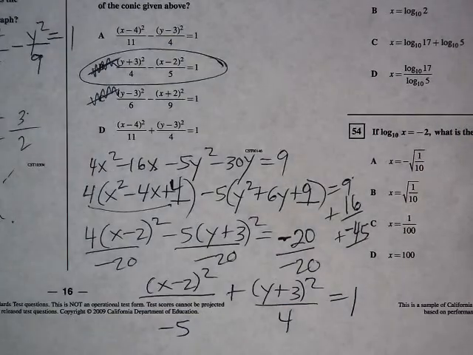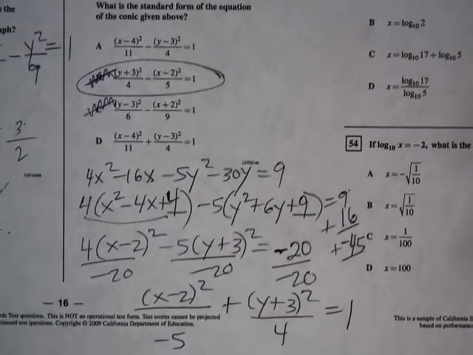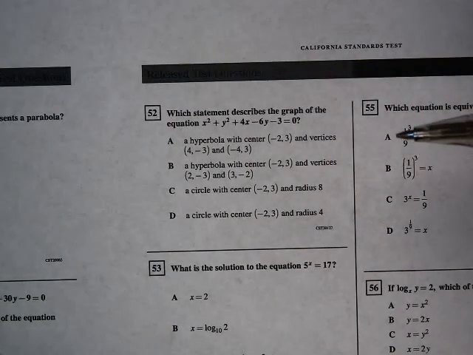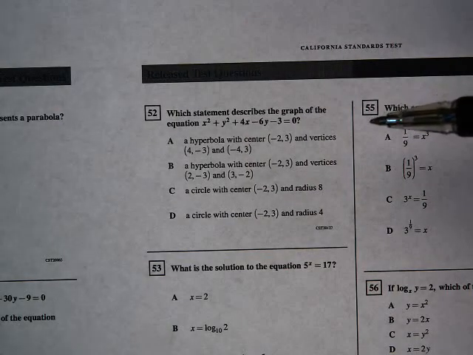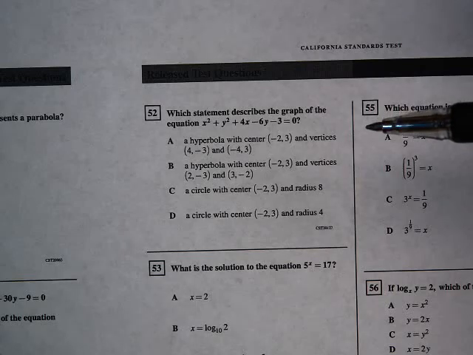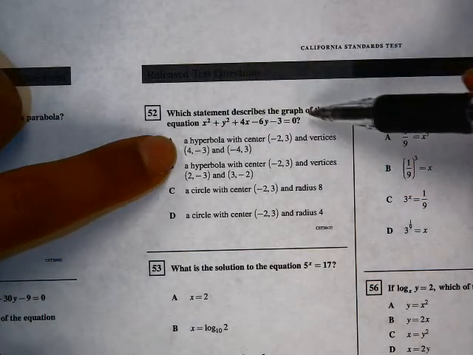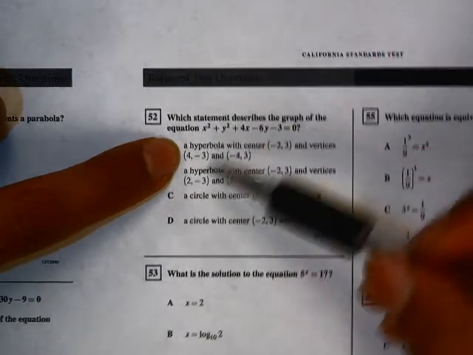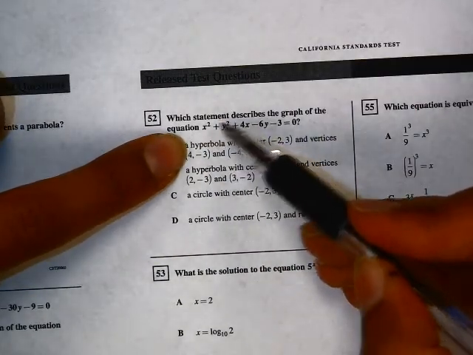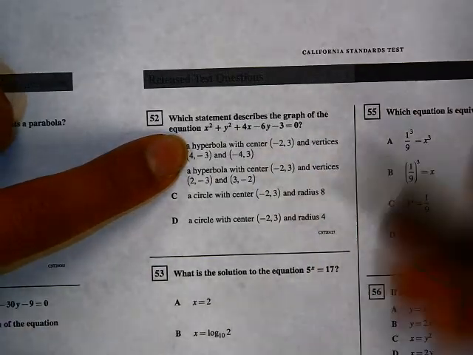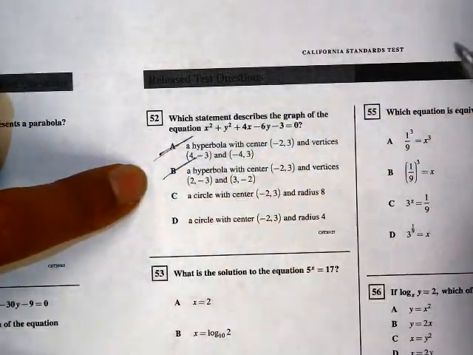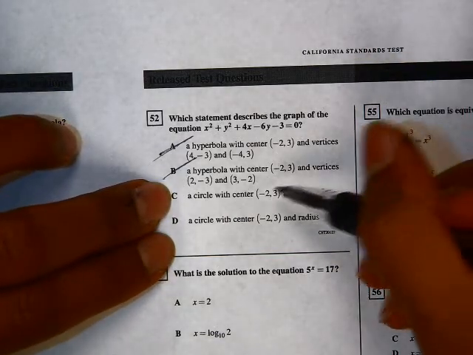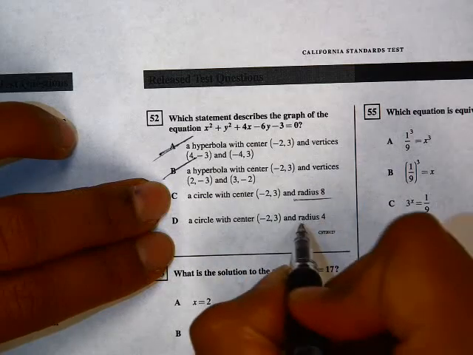All right, moving on to number 52. Which statement describes the graph of the equation? So first let's decide what type of graph it is. X squared and y squared both have positive coefficients with the exact same value. So we should immediately know that we are dealing with a circle. Now we have to determine what the radius of that circle would be.